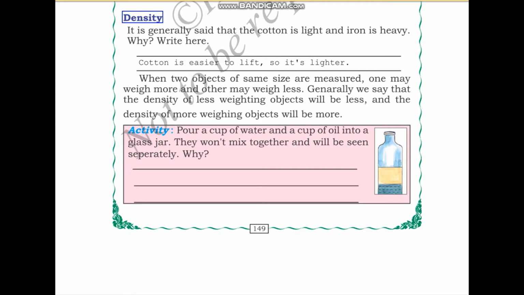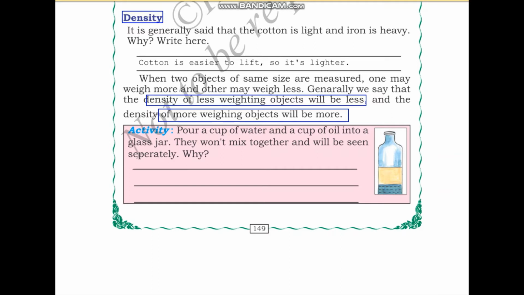Let us find out. Generally, we say that the density of less weighing objects is less, and the density of more weighing objects will be more. So they are saying that the density of objects which weigh less is lesser, and the density of objects which weigh more is more. So what exactly is this density? Let us find that out.